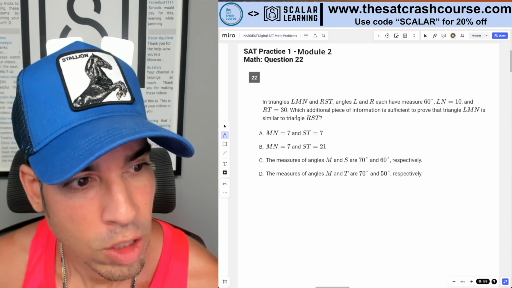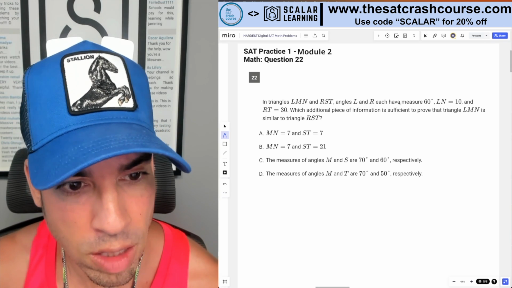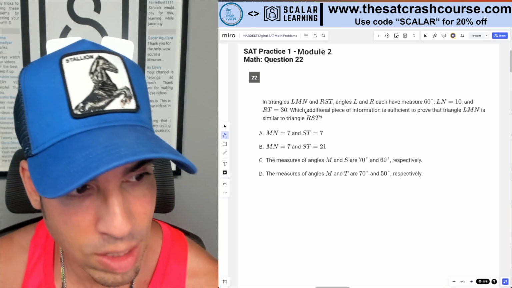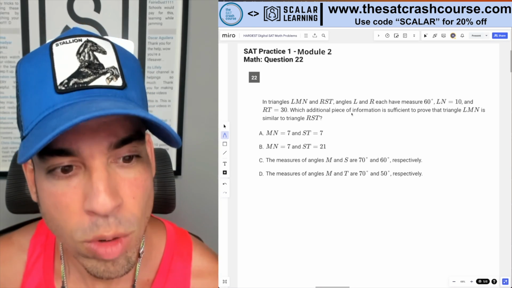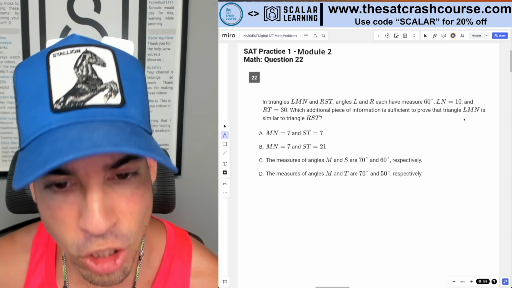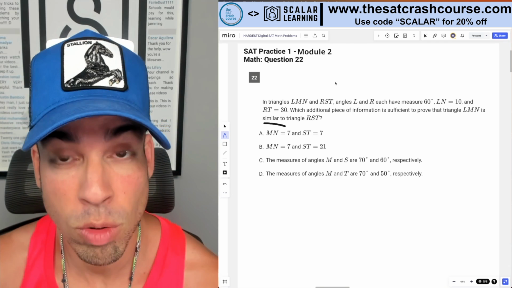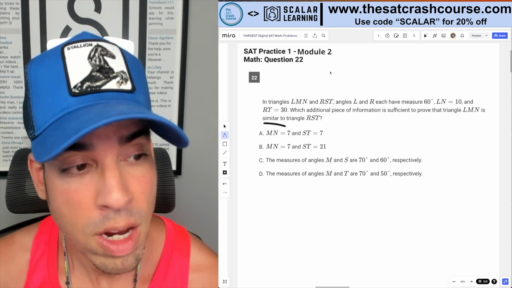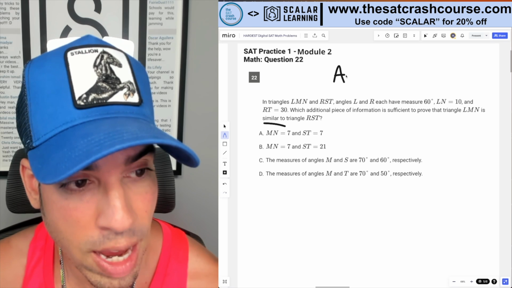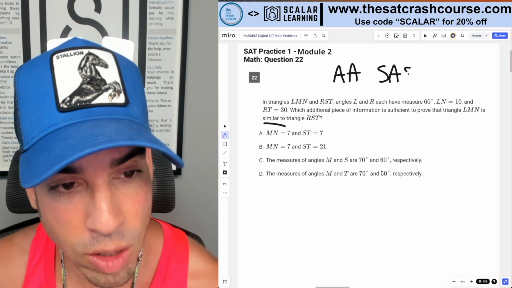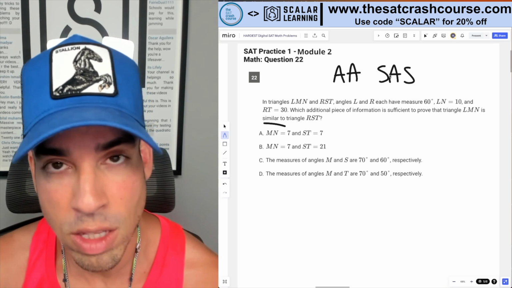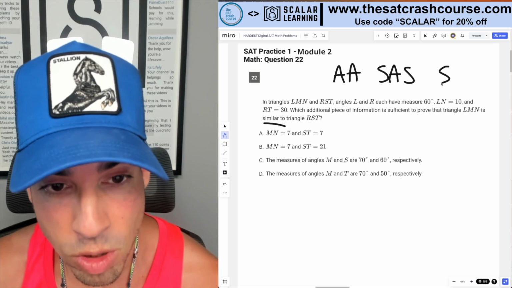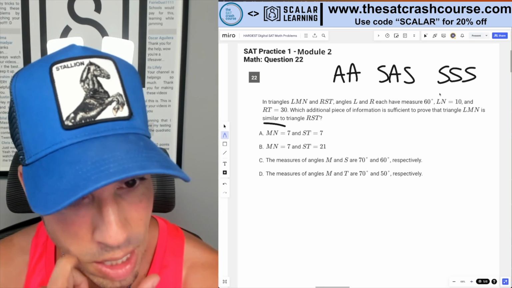Boom, done. In triangles LMN and RST, angles L and R each have a measure of 60, LN equals 10, and RT equals 30. Which additional piece of information is sufficient to prove that these are similar? So we remember our similarity theorems that are applicable on this test. We've got angle, angle; we've got side, angle, side, meaning proportionate side, angle in the middle, and another pair of proportionate sides; or side, side, side, meaning every set of sides is proportionate.